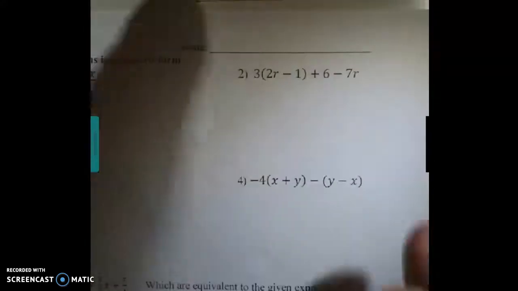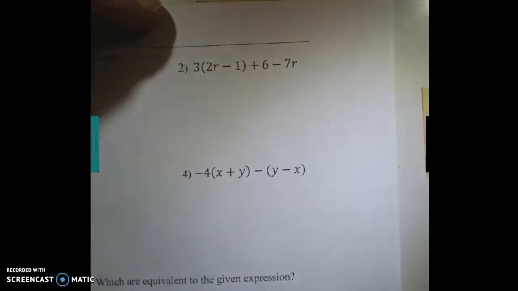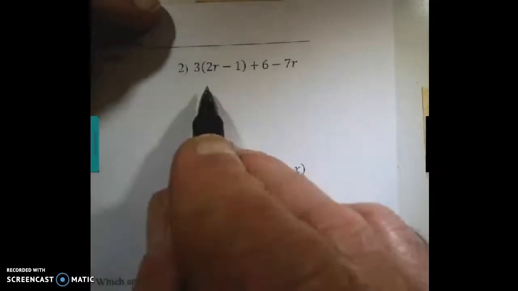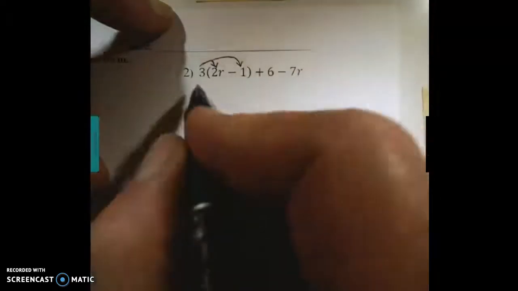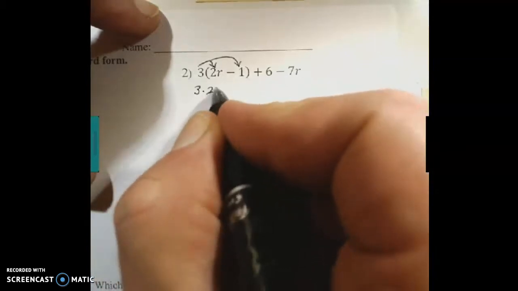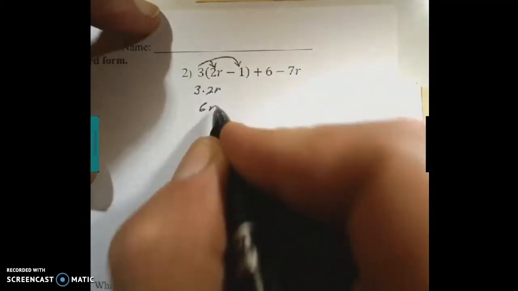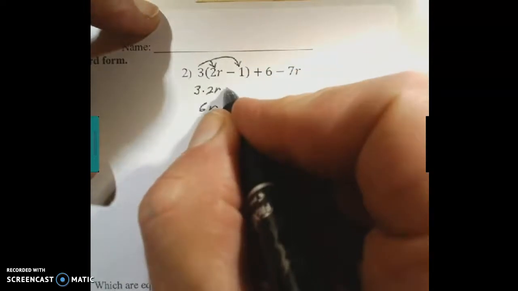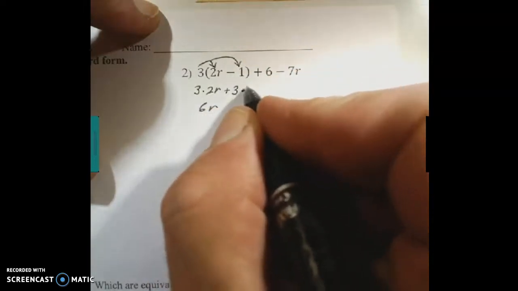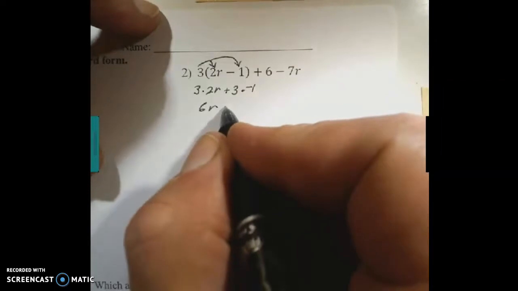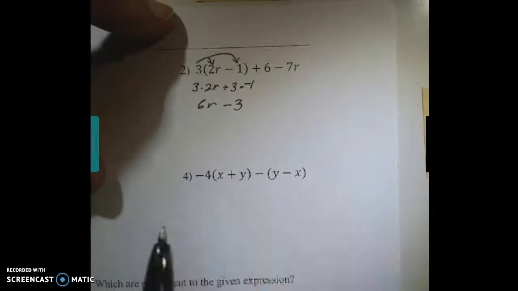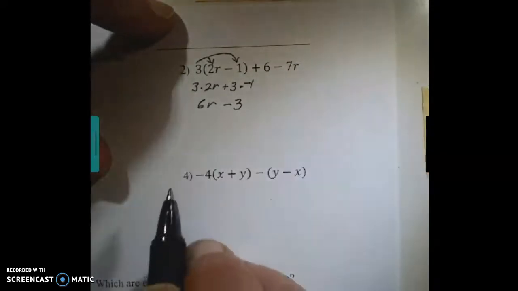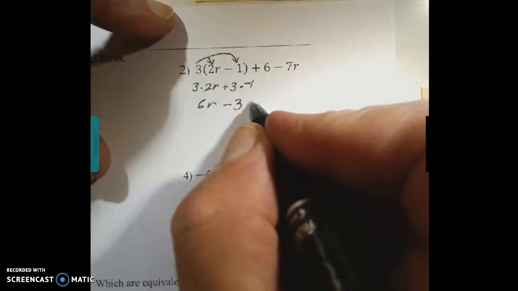On to problem 2. Similar to problem 1, but now we have an extra step. We need to do the distributive property. We can simplify this. It's 3 times everything in here. So it's 3 times 2r, which would be 6r, and 3 times a negative 1 is a negative 3. I don't need to put an extra plus sign in there. I can write it just like that. So 6r minus 3. Bring down the rest of the problem.